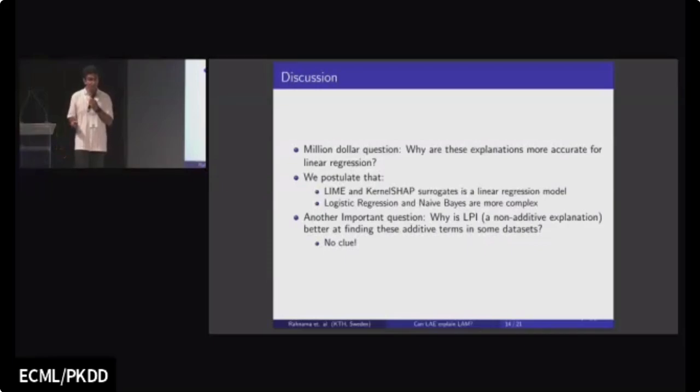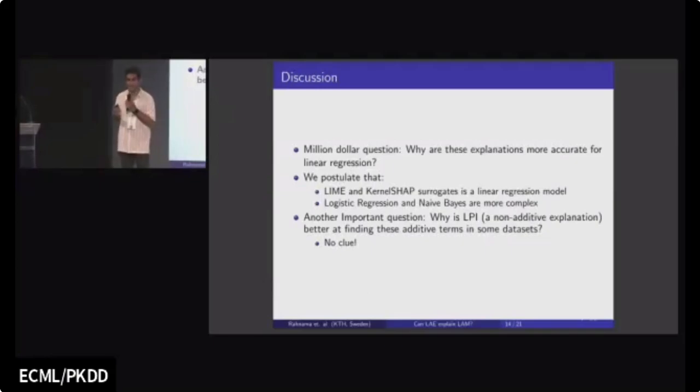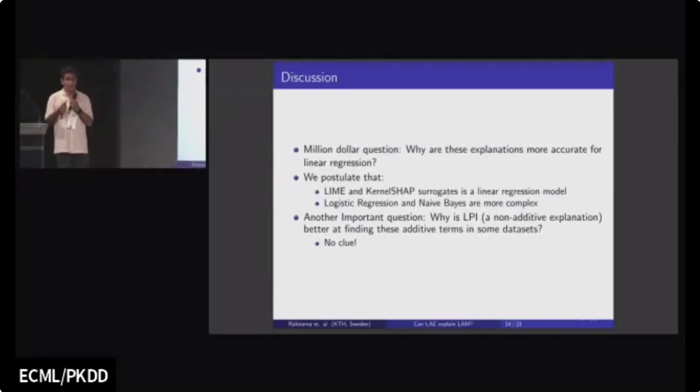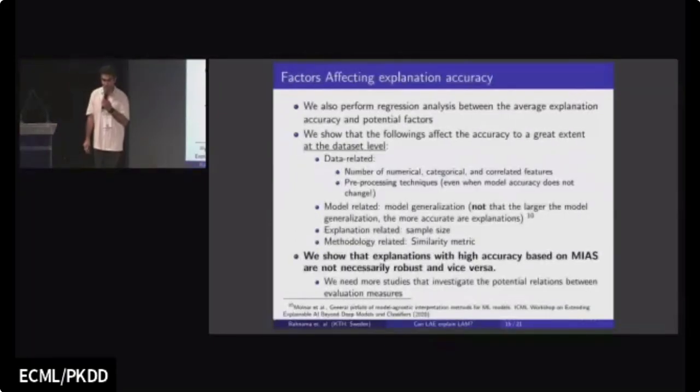I don't know why a non-additive model is better at finding additive decompositions than two additive models, even though LPI is permutation importance, so it doesn't even have a model. So it doesn't have a surrogate model, but it's still better. This is a very strange behavior, I think.